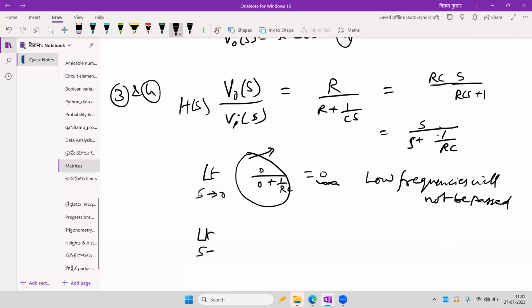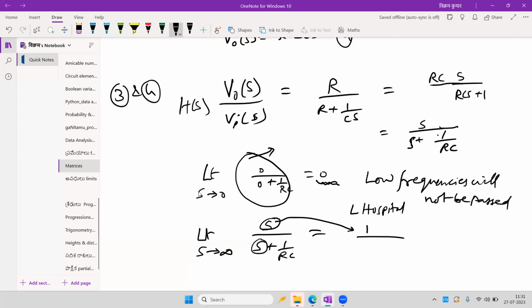Now, when I put S tends to infinity, this is S by S plus 1 by RC, which becomes infinity by infinity, so we have to use L'Hospital's rule. We differentiate the numerator with respect to S, it becomes 1, and the denominator also becomes 1. So the final answer is 1. 1 means a big number, it is not 0. That means it will pass high frequencies.